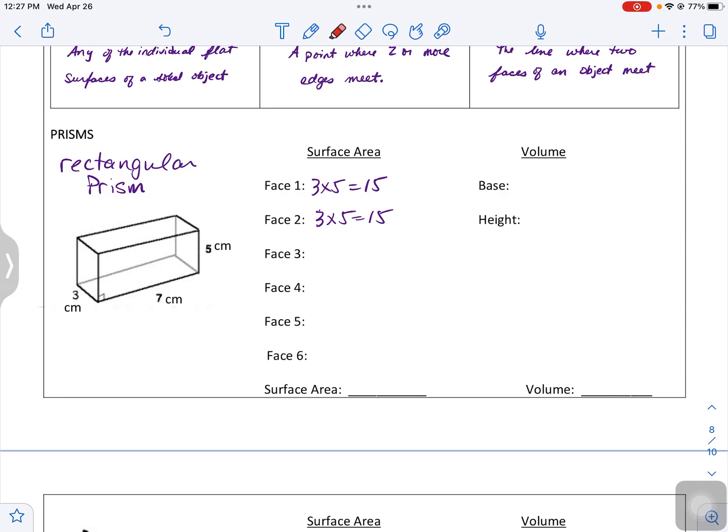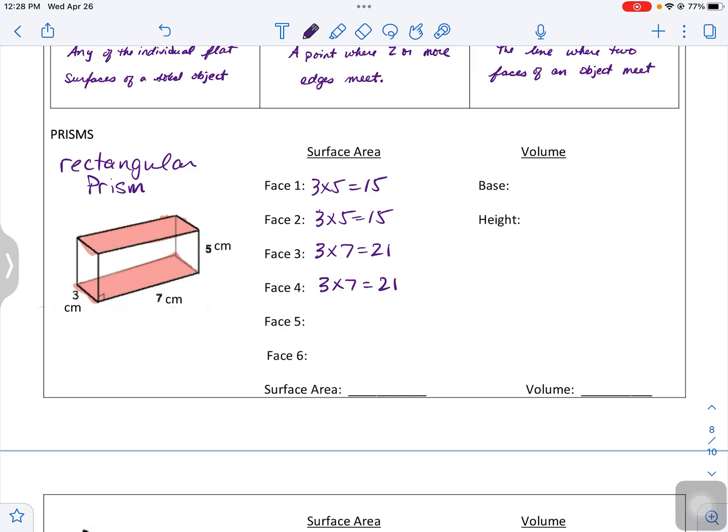Now I'm going to do my bottom face. So my bottom face is down here. So it's like the bottom of a rectangle. And it's length times width. And I can see it's 3 by 7. So this is 3 times 7, or 21. Now remember, if the bottom is 3 by 7, that means the top is also 3 by 7 because opposite sides are equal. So that means the top part is 3 times 7, or 21.